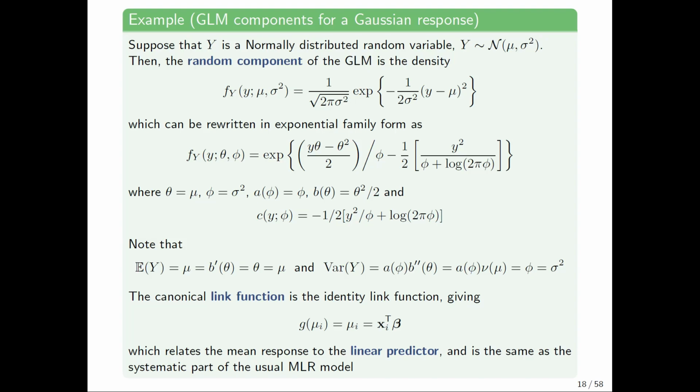And the canonical link in this case is identity, giving g of mu_i equals mu_i itself equals x_i transpose beta. So the mean response is related directly to the linear predictor and is exactly the systematic part of the usual multiple linear regression model. So a GLM with a Gaussian response and identity link is just a linear model, but we're going to still treat it as a GLM, and later on we'll estimate it using maximum likelihood estimation.